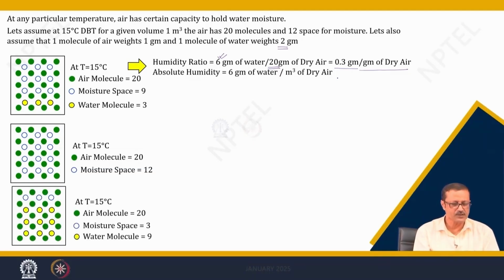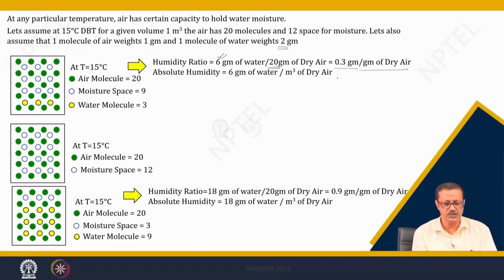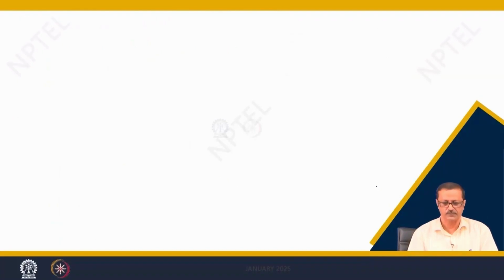Similarly, if the number of molecules increases, now there are 9 molecules of water and 3 empty spaces. Your water weight will be 18 grams, and the 20 grams of air will remain the same, because I have not increased the number of air molecules. So, 18 by 20, that is 0.9 gram per gram of dry air. That is the humidity ratio. So, definitely the humidity ratio increases and the absolute humidity also increases, because 18 grams is now the water weight divided by the 1 meter cube of the air.